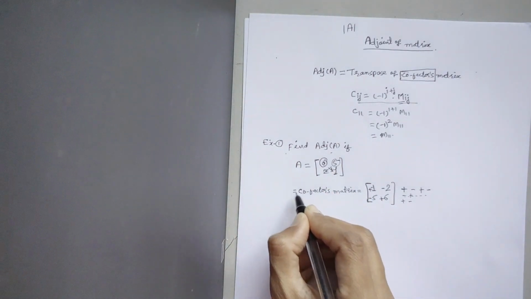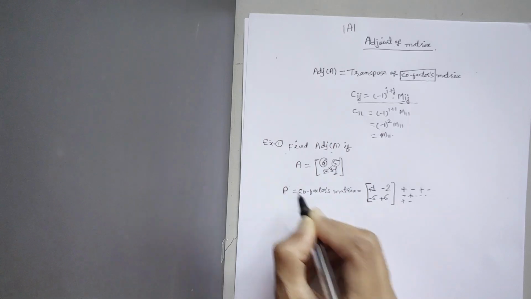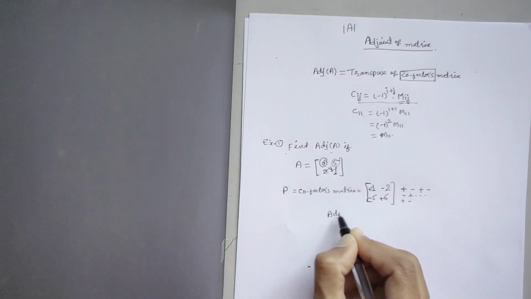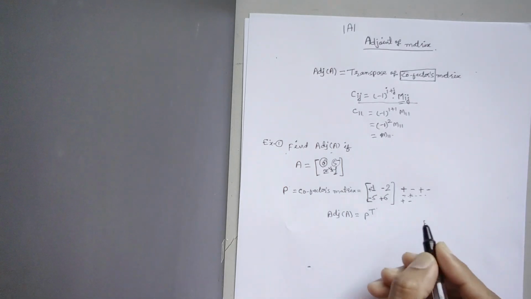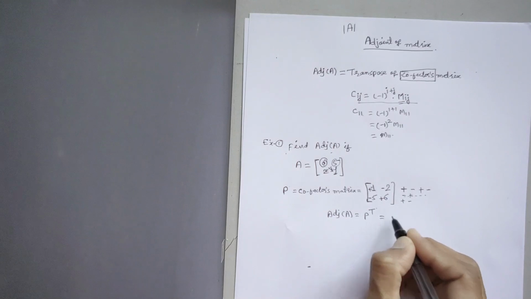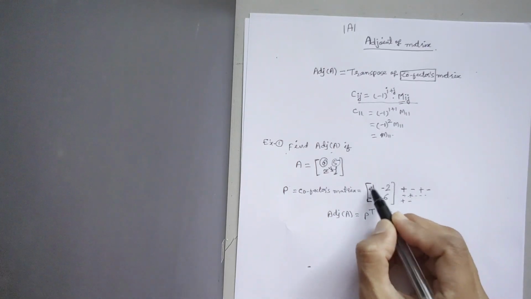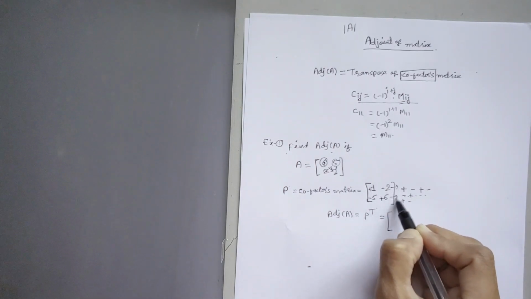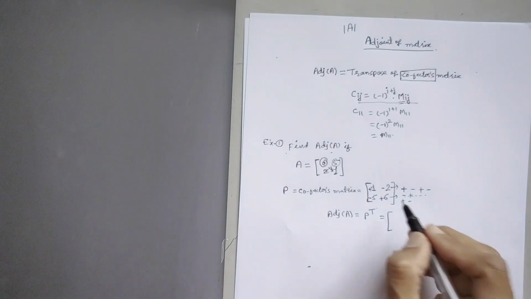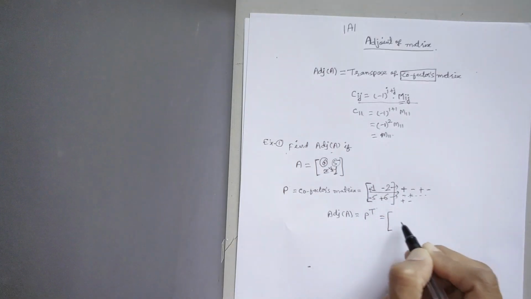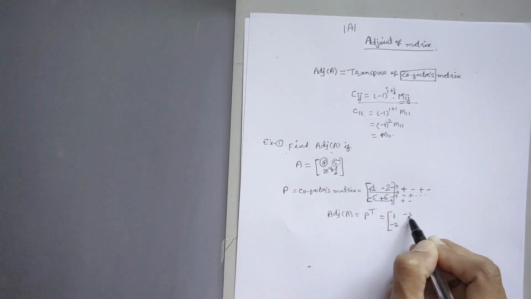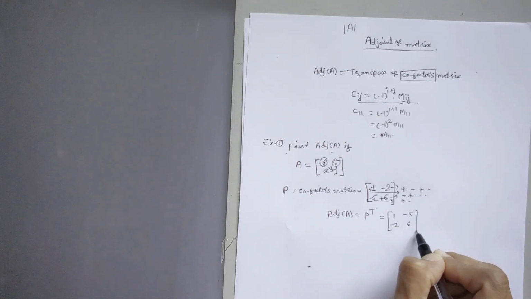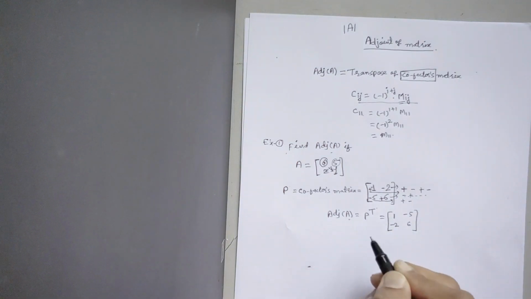Suppose I give the name P to this matrix, then the adjoint of A will be P transpose. So I am just taking the transpose of this matrix: row interchanged with column. This is the first row, it becomes my first column. This is the second row, it becomes my second column. So this is the adjoint of A. I hope you understand it.